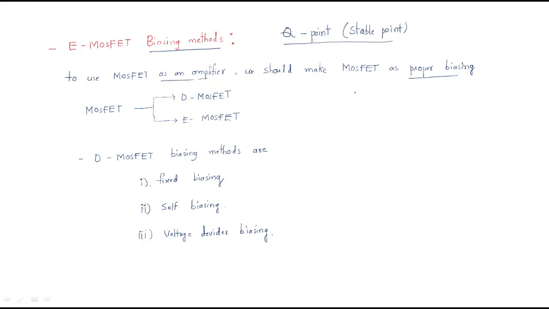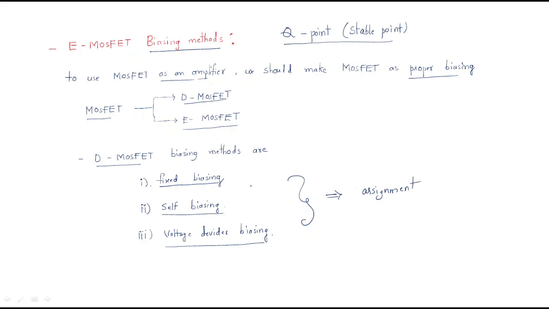Already we discussed the biasing techniques in BJT. Here, MOSFET is of two types: one is the depletion MOSFET, another one is the enhancement MOSFET. Depletion MOSFET has three types of biasing methods: fixed biasing, self biasing, and voltage divider biasing. These three biasing methods are easy, so you should do an assignment on them and prepare some notes.